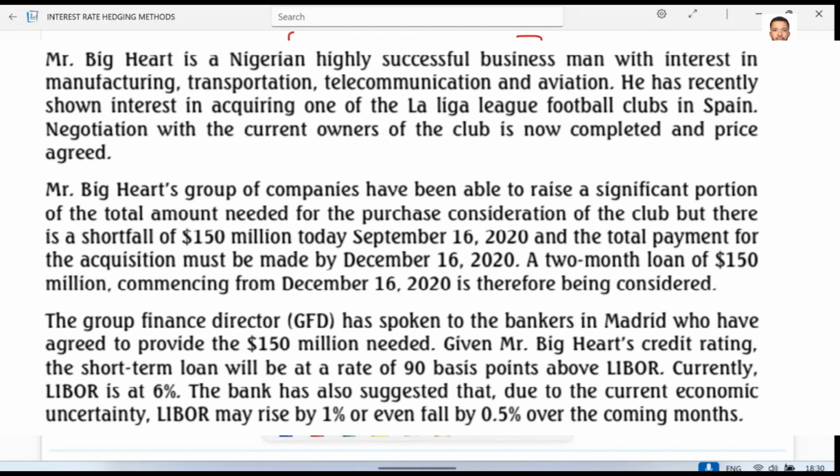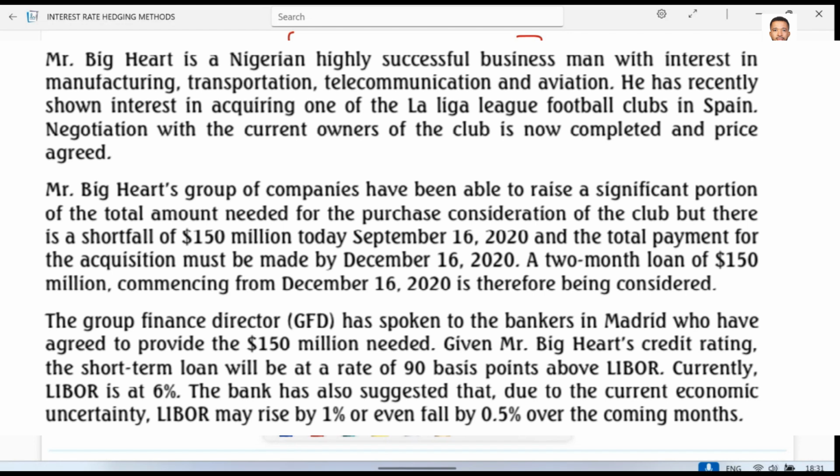All right. Where are we? And the total payment. That's a loan. We want to take a loan in the future, right? That's what it means. Okay. Shortfall of 150. Today is 16 September 2020. And the total payment for the acquisition must be made by December 16, 2020. What kind of date is December 16? Is it today's date? Is it the transaction date? Is it the forward period? That's our transaction date. That's when they're supposed to make that payment. So we have our today, we have our transaction date.